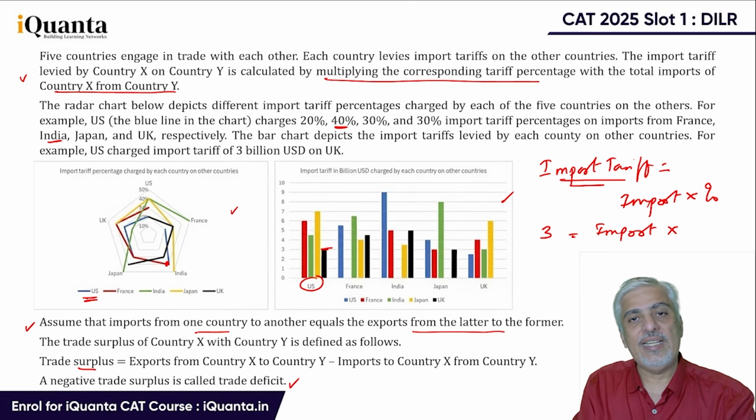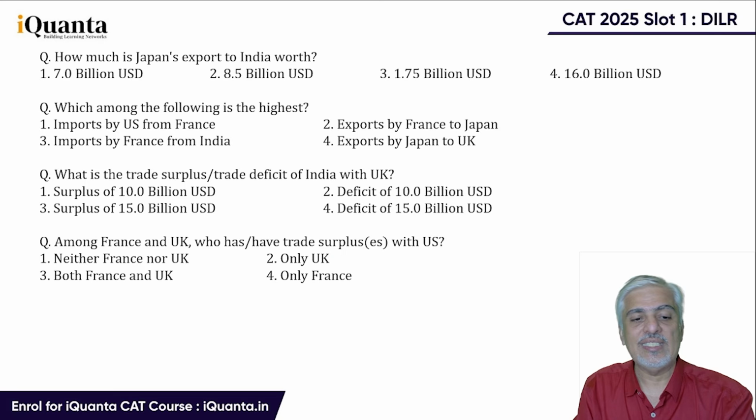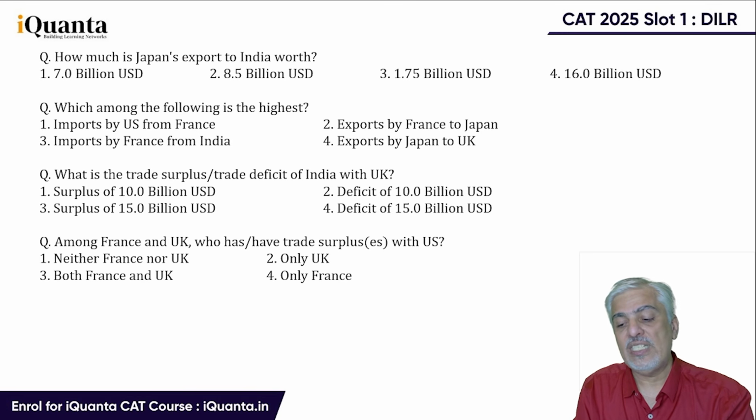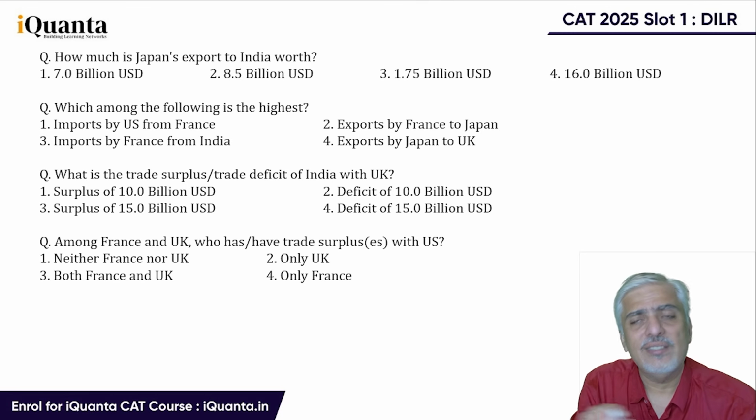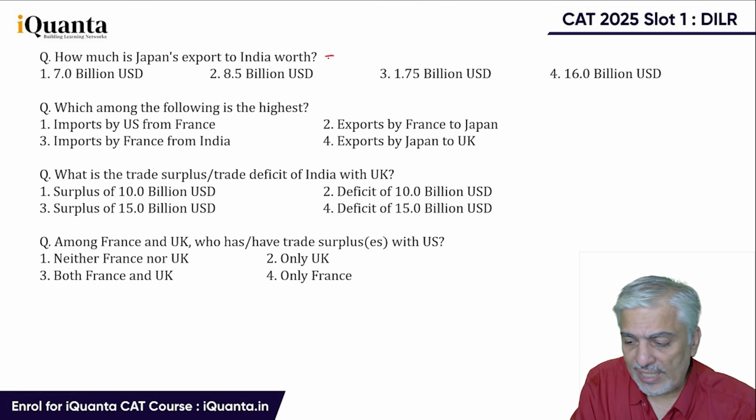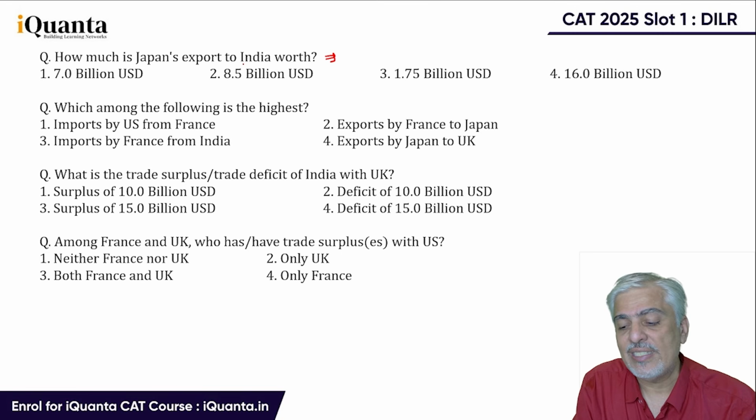So this was the data and the rules given with 2 graphs given. Let's see the questions. There were 4 questions around it. What is Japan's export to India worth? Now the question is on export, whereas the whole data was around imports. Well, nothing much to do. You just have to change this to how much is Japan's export to India worth?